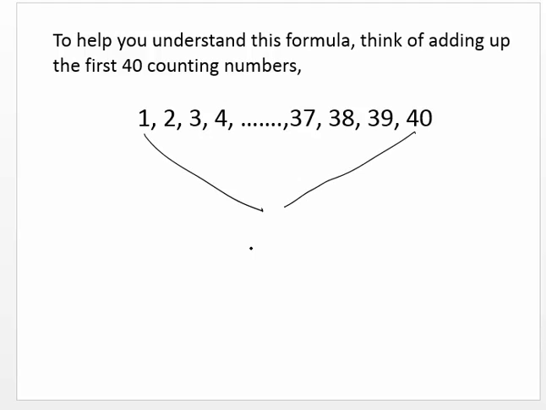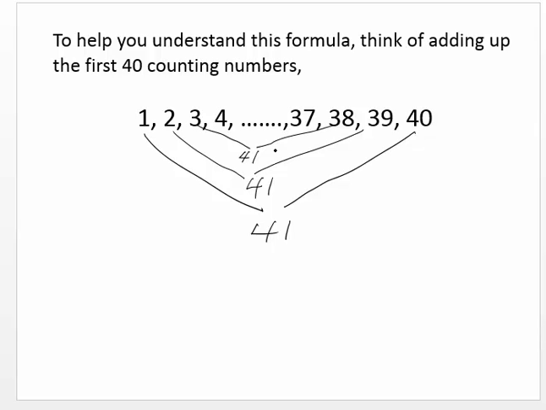Let's add up our 1 and our 40, and that gives us 41. Now let's add up our 2 and our 39. That also gives us 41. We can add up our 3 and our 38. That also gives us 41. And you would keep doing that, and if you think about it, you would have to do that how many times? I hope you're thinking 20, because there's going to be 20 pairs of 41.